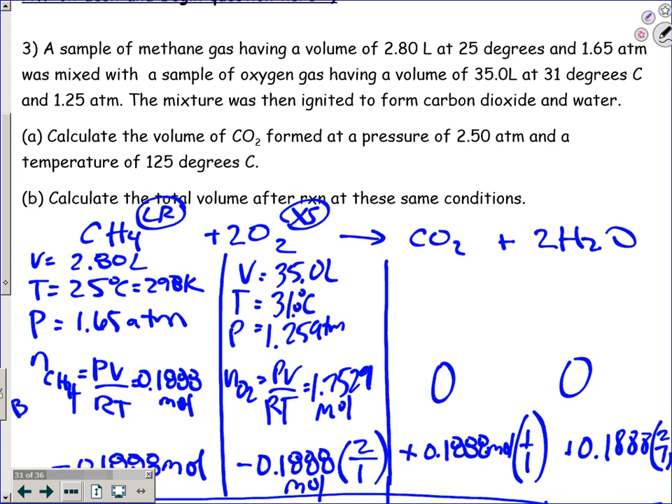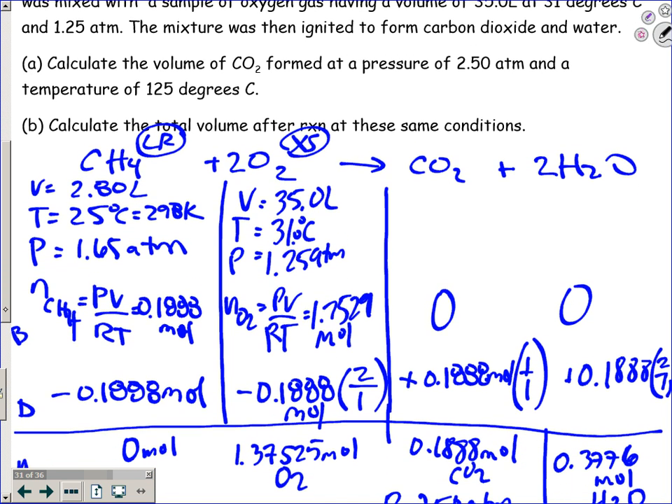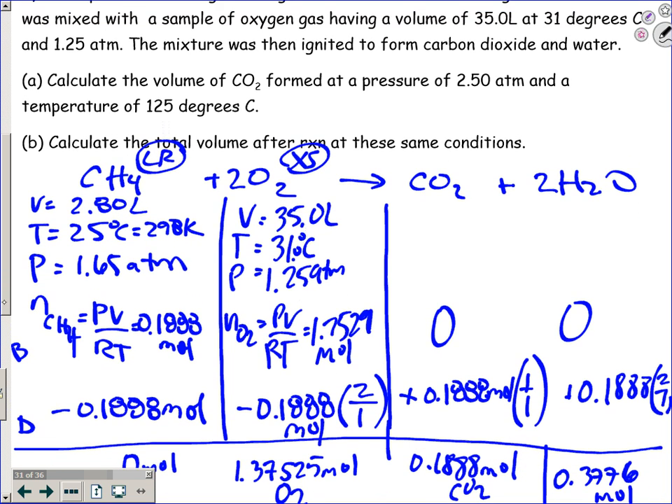So what I did was, after labeling each of the conditions and solving for n, I just said PV over RT. So you got 0.1888 moles for methane and 1.7529 moles for oxygen, and I just extended my moles because we don't want to round yet. You good there? Shake your heads, okay.